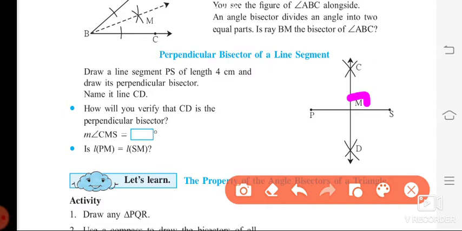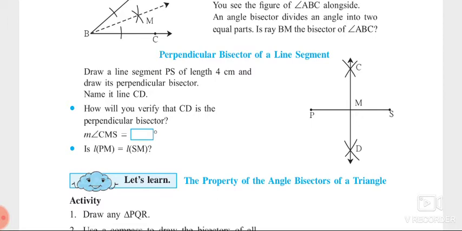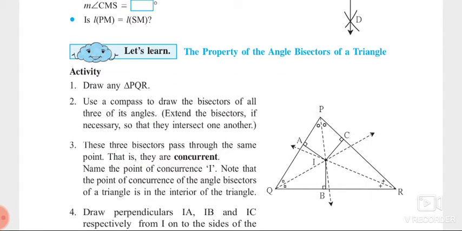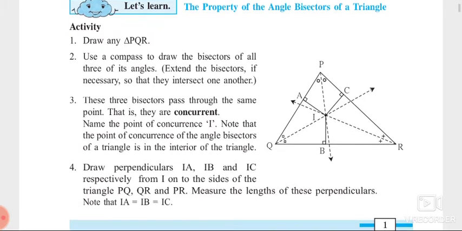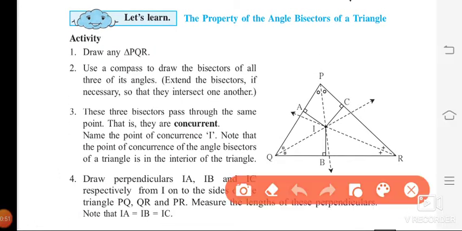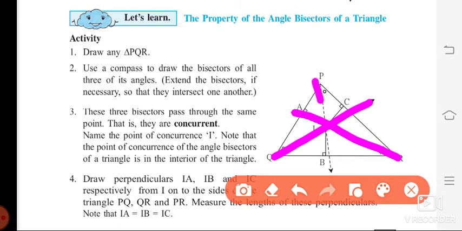After this we studied the important point from this lesson, that is the property of angle bisectors of a triangle. See children, when you draw angle bisectors, all those angle bisectors are concurrent lines. So here the dotted lines that you can see are all concurrent to each other. As they are concurrent, that means they are intersecting at a point. You can see I have shown it in red color.